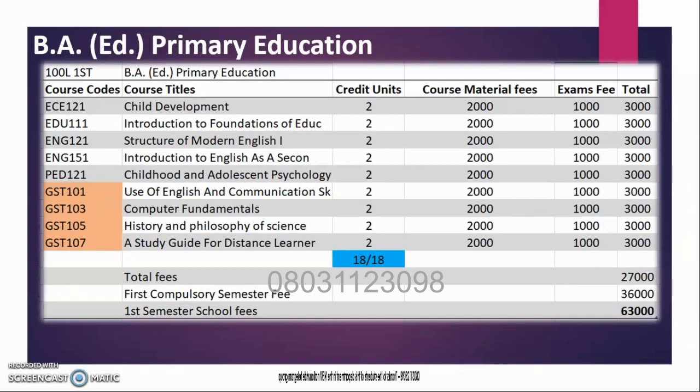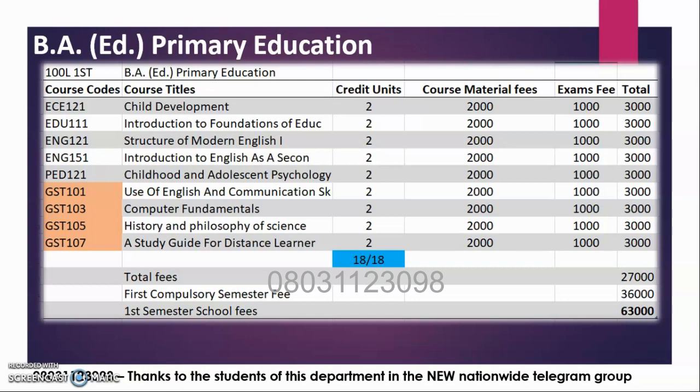So we have BA Primary Education. And these are your courses for the first semester. You can see they are up to 2 credit units. That sums up to 18 credit units for this semester. We have a total of 24 maximum for the semester. So here you have 18 and about 4 left or unused credit units.